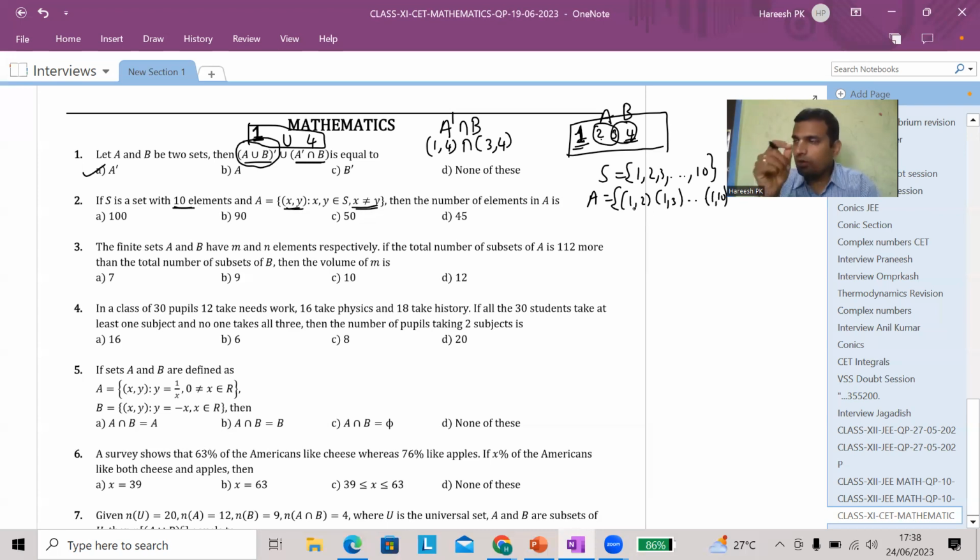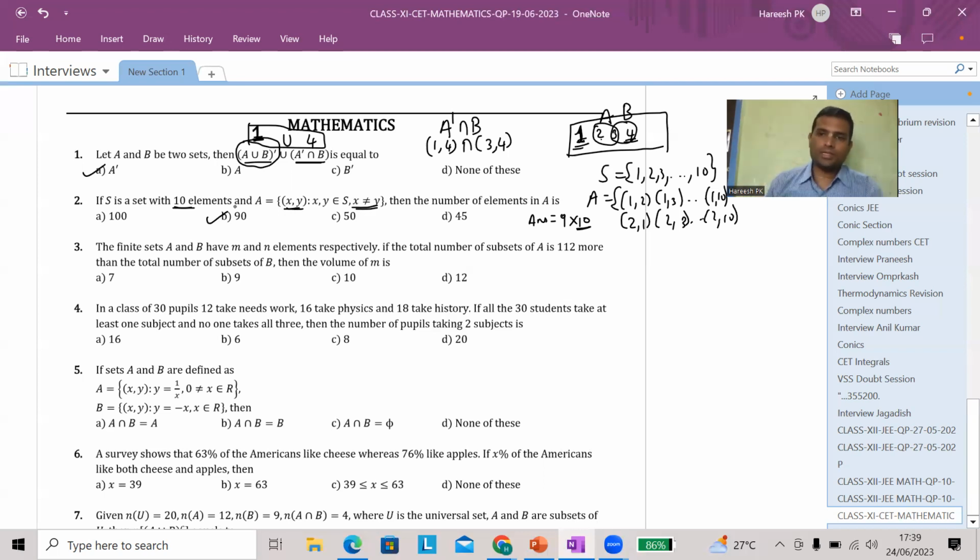That means for 1, I have 9 ways, right? (1, 2), (1, 3), up to (1, 10). Similarly, for 2, I can have (2, 1), but I can't have (2, 2). So then I'll have (2, 3), dot, dot, dot, up to (2, 10). So for 1 also there are 9 options. For element 2 also there are 9 options. Like that, for each of the 10 elements, there are 9 options. So the final answer will be 9 into 10, because there are 10 elements and each element has 9 options. So the answer is 90.